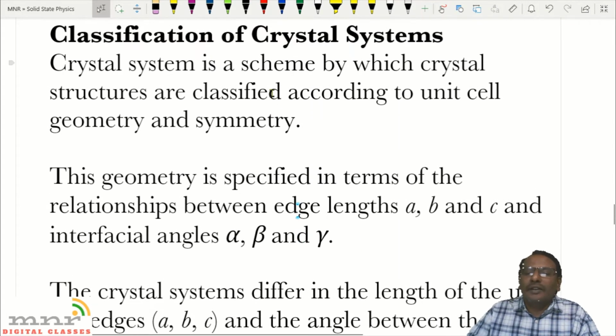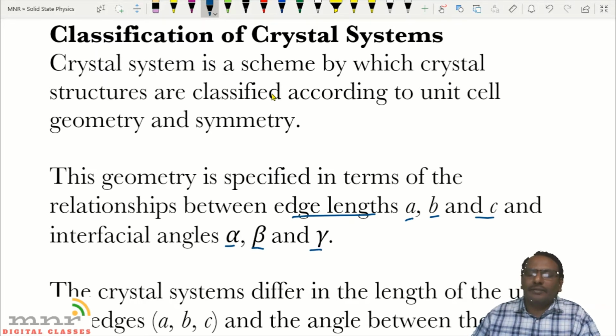During the classification, each type of crystal system is represented in terms of the lattice parameters, that is the edge lengths of the unit cell, the primitives a, b, c, and the angles between the edge faces, called interfacial angles alpha, beta, gamma.